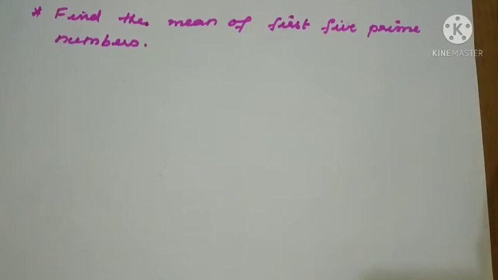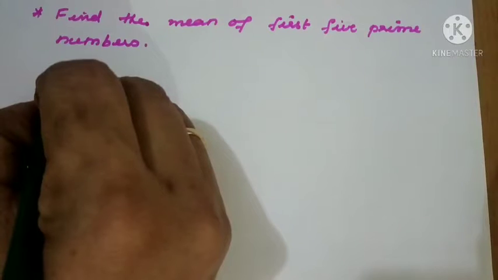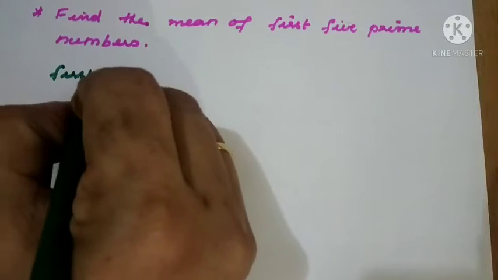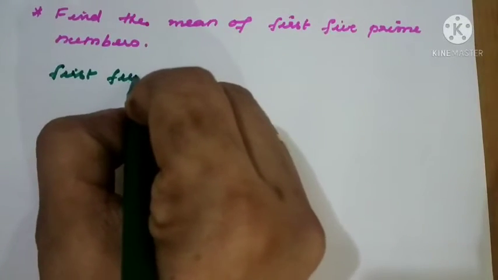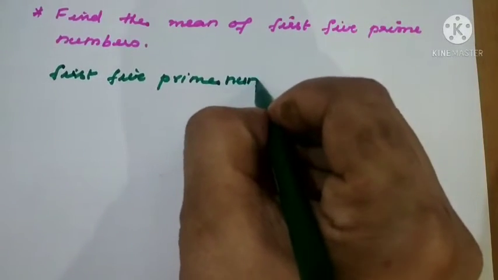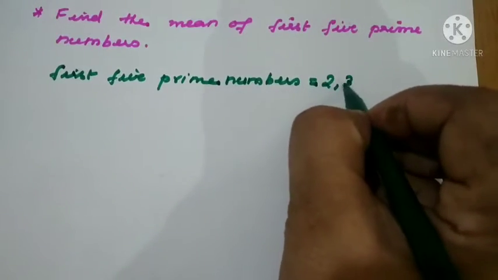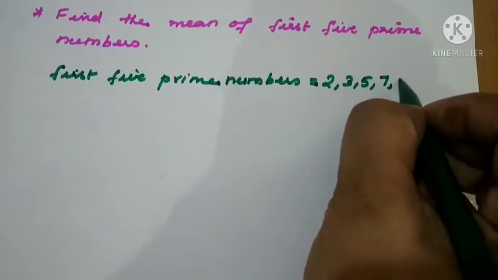Find the mean of the first 5 prime numbers. Which are the first 5 prime numbers? So we list them out: 2, 3, 5, 7 and 11. So the first 5 prime numbers are 2, 3, 5, 7, 11.